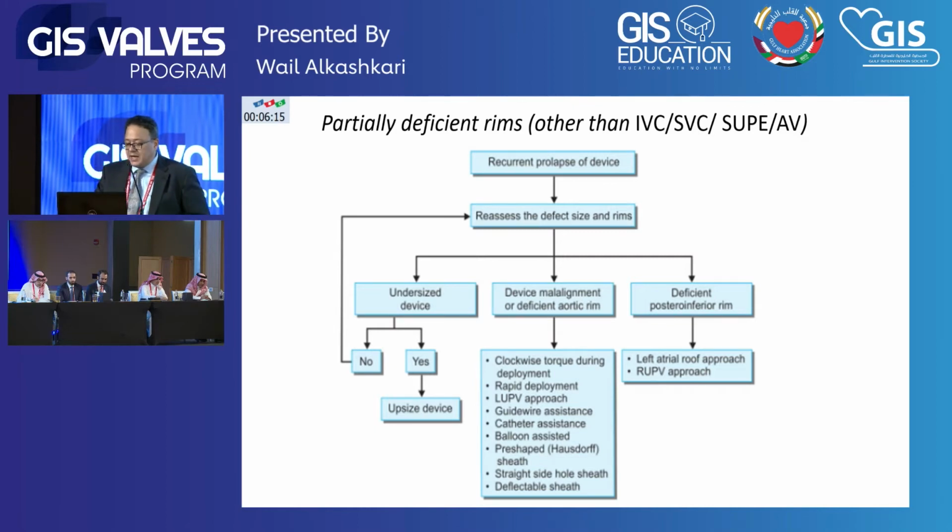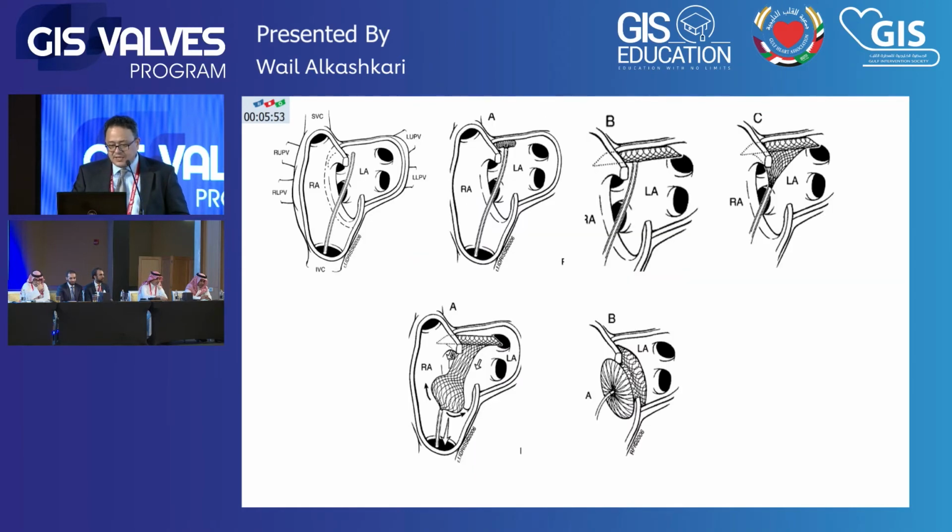So there are two different maneuvers. Either using the same access, but you do some clockwise, counterclockwise, or you put another venous sheath and you open the left atrial disc and you support the left atrial disc with a dilator or a catheter and prevent it from prolapsing to the right atrium until you open the right atrial disc. The most common technique we use is this one.